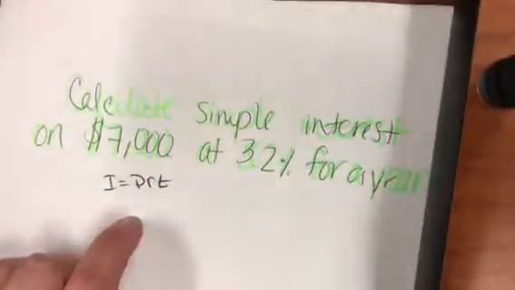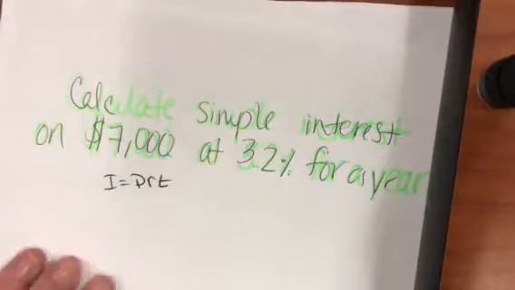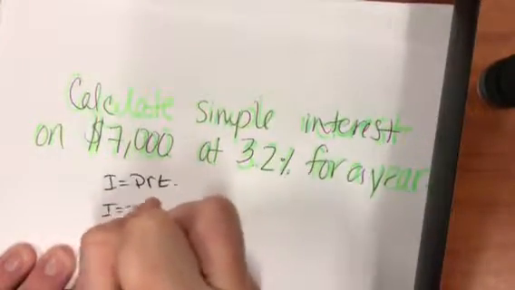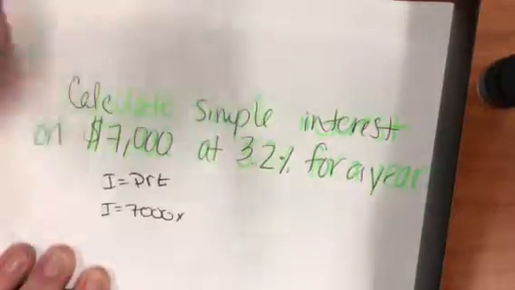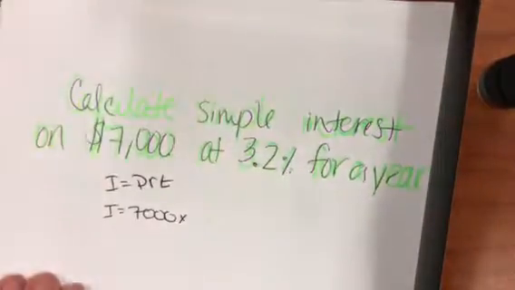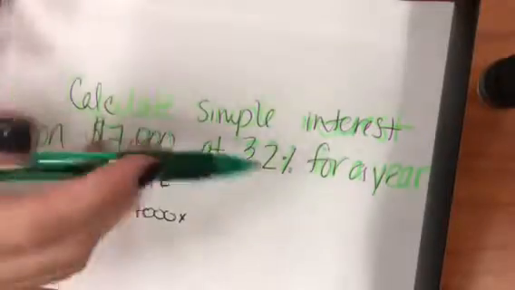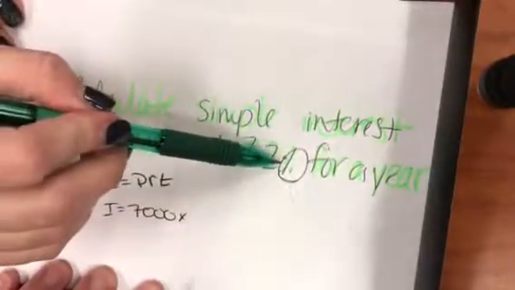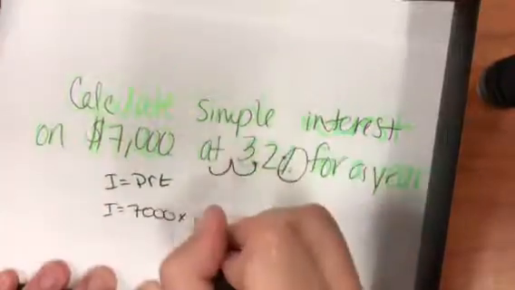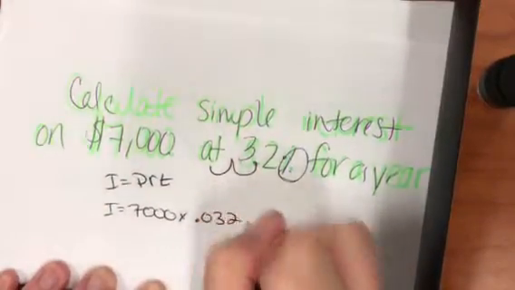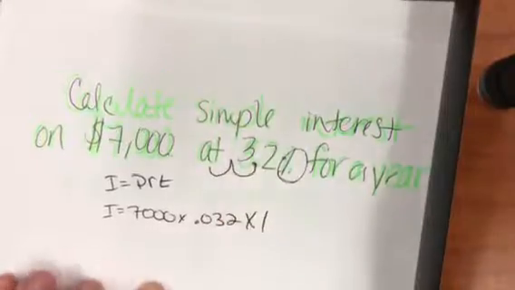So we've got I equals PRT. What is your principal? $7,000. And what's your rate? My rate is 3.2. It already has a decimal, so am I done? No, it's in percent form. Percents always go over 100, so you know to move the decimal twice. So it's 0.032 that you're going to multiply by. And times 1 for a year.